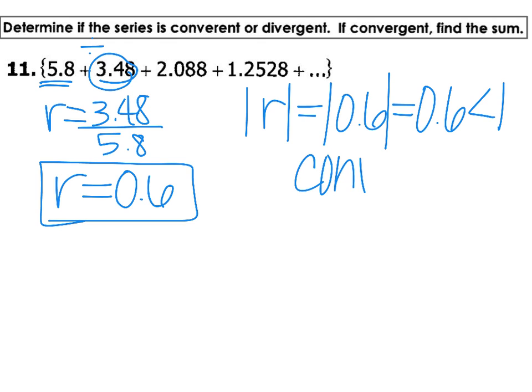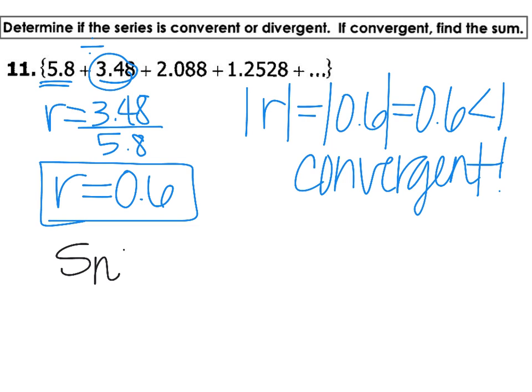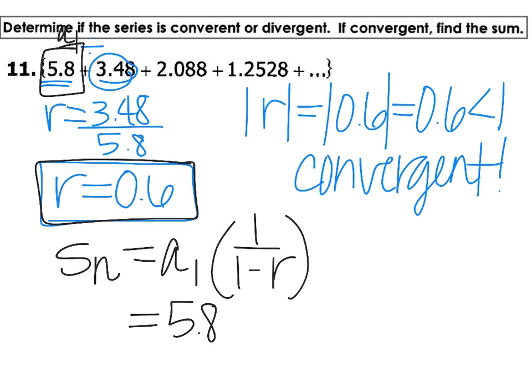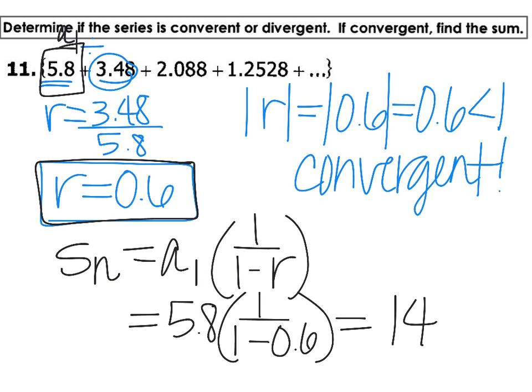Therefore, it is convergent. All right, now because it's convergent, we can use our formula to help us find the sum. Our formula, S sub n equals first term over 1 minus r. Our first term is 5.8 and our r is 0.6. Plug them in. 5.8 over 1 minus 0.6. Let your calculator do all the hard work, and we get 14.5. And that's our final answer.